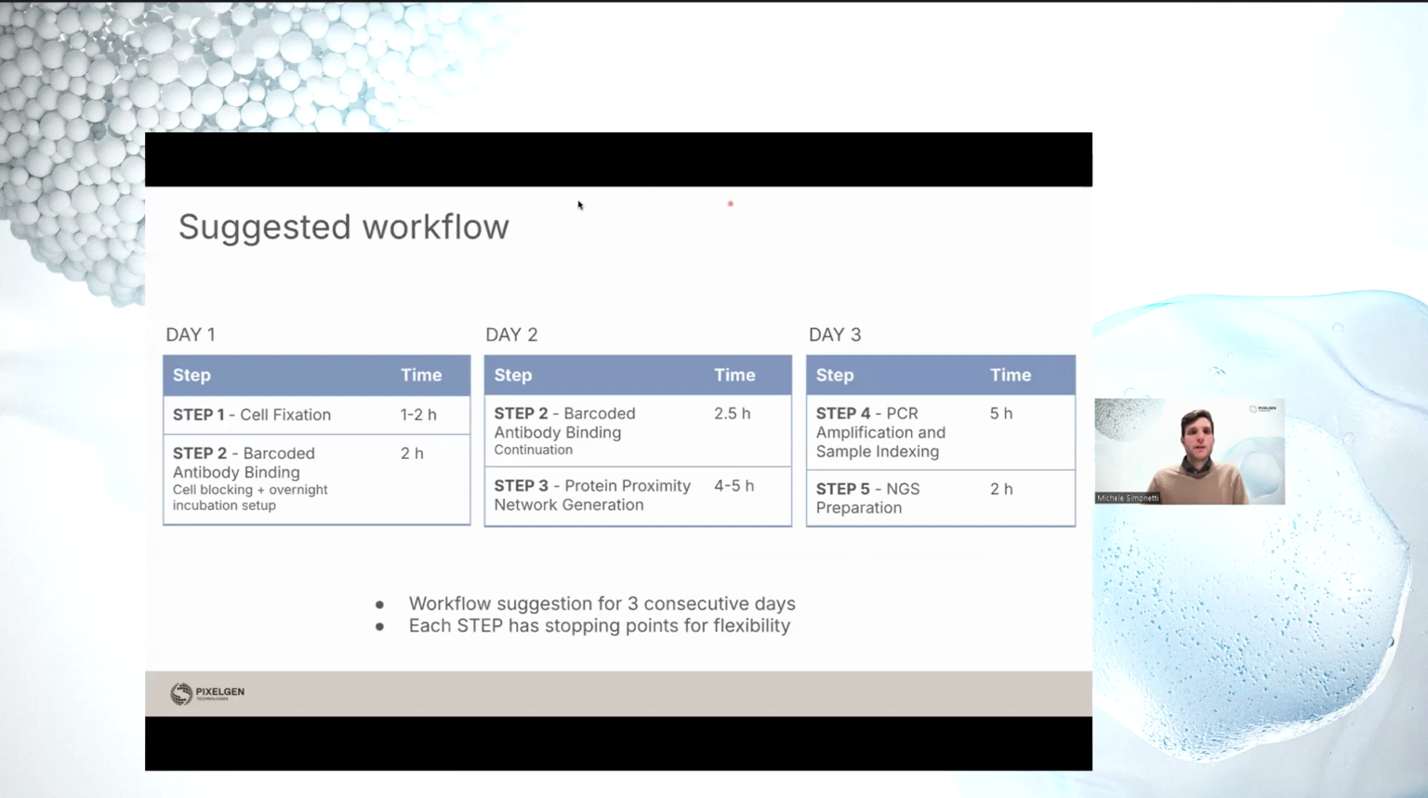So let's say a suggested workflow for 3 consecutive days will require approximately 2.5 days. So the first day with the cell fixation and the barcoding antibody binding that goes overnight. The second day starting with the continuation of that step, continuing with the protein proximity network generation. And the last day with the PCR amplification, the sample indexing, as well as the NGS preparation. But as we have seen before, each step has stopping points for flexibility.